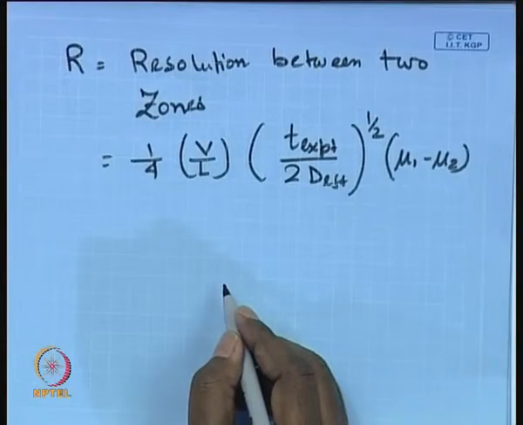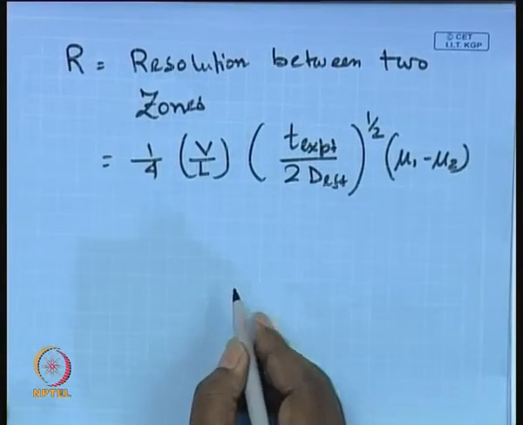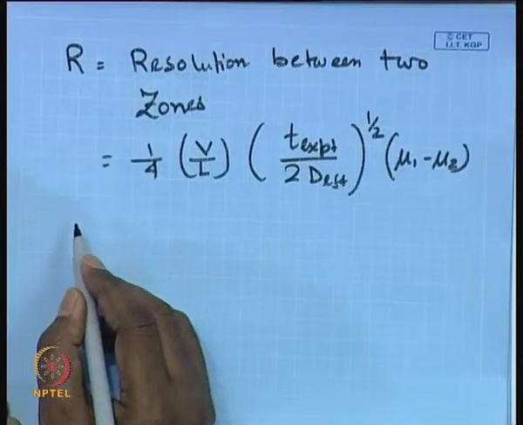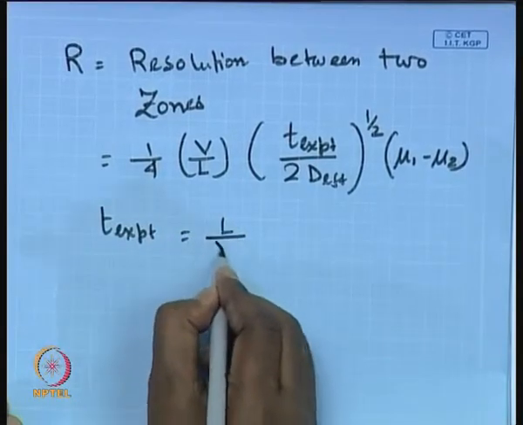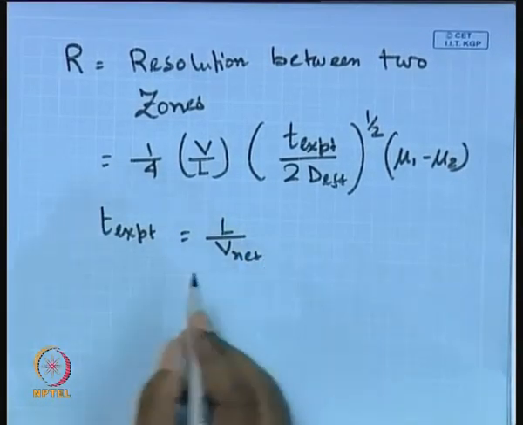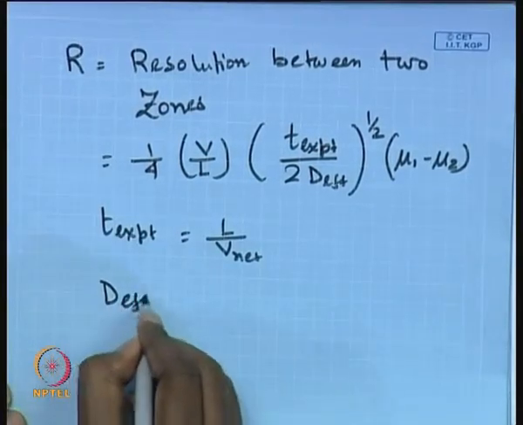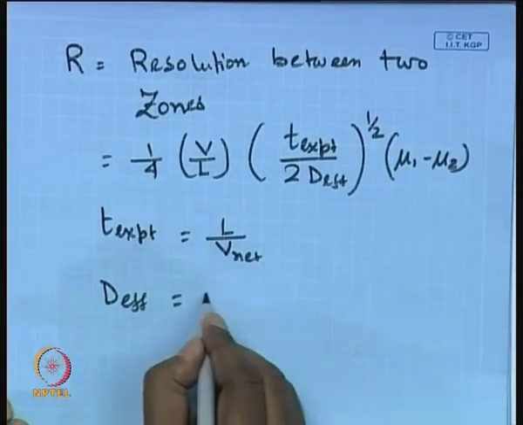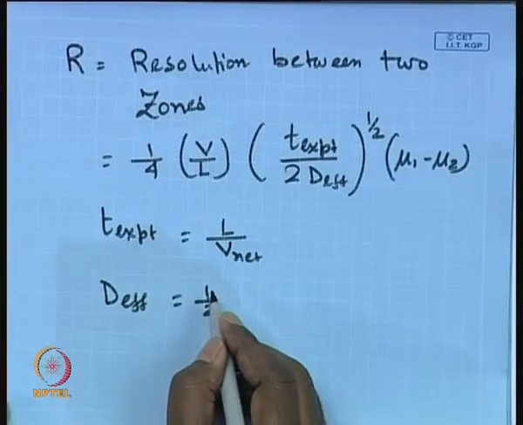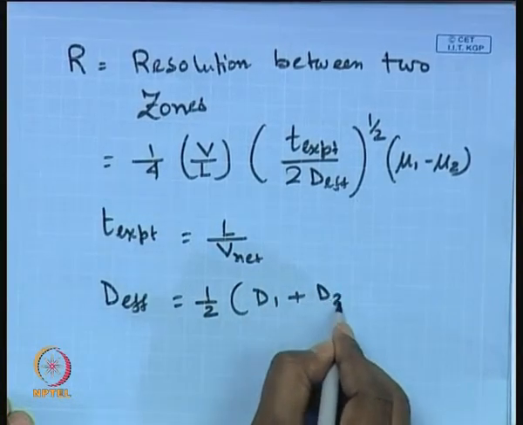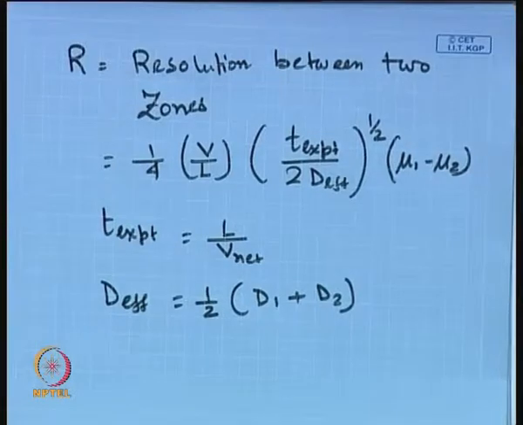Okay. So, the degree of resolution becomes very important, and your t experimental you already obtained earlier. T experimental is nothing but L by V net. Okay. And what is D effective? D effective in a typical system is an arithmetic mean of the diffusivities of the two species present in the system, half of D1 plus D2. Now, based on this you can determine the degree of resolution for these systems. Closer to 1 means the degree of resolution is very good.